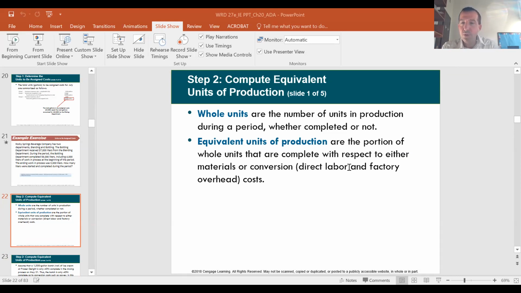And equivalent units for material, right, are going to be different than conversion, because material is the raw material, and conversion is the labor and turning that raw material into something. They happen at different times.